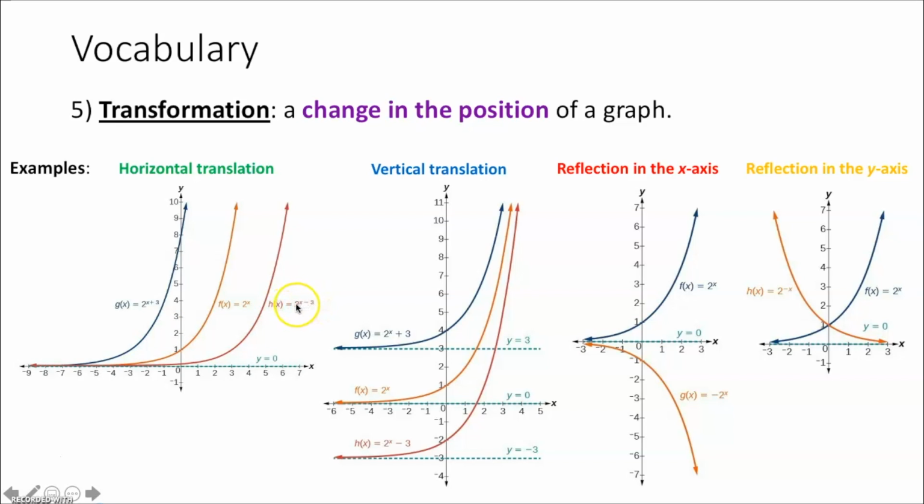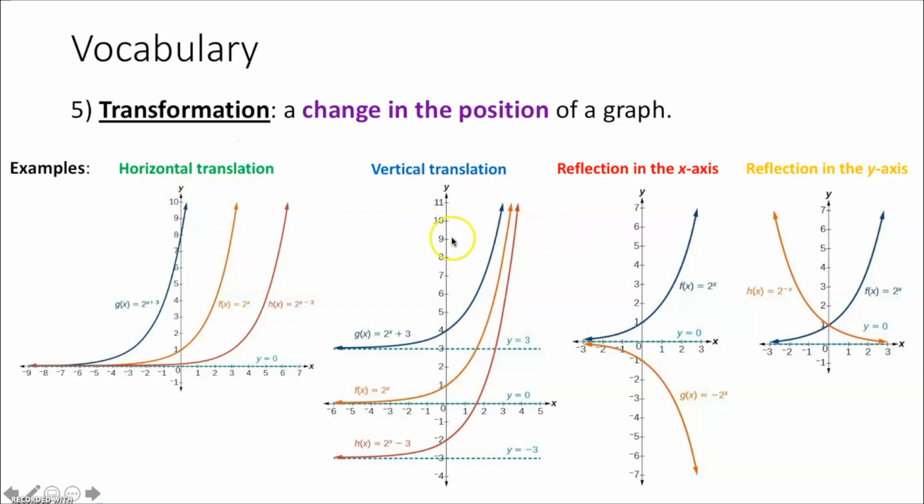Here, h of x is equal to 2 to the x minus 3. Now again, if you recall, our parent function is y equals 2 to the x. And when we have our regular form for our exponential function, it's y equals a times b to the x minus h. So in this case, it's y equals 2 to the x minus 3, which means our h value is 3, which means we're shifting to the right 3. You can see this is representing a horizontal translation, where you're moving left and right. Okay, that's a translation horizontally.